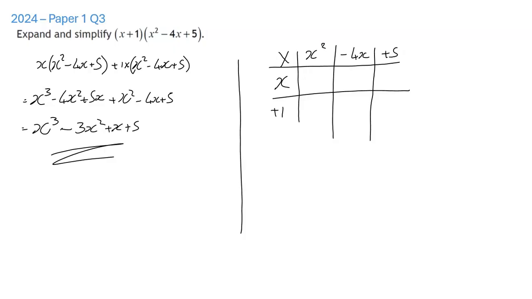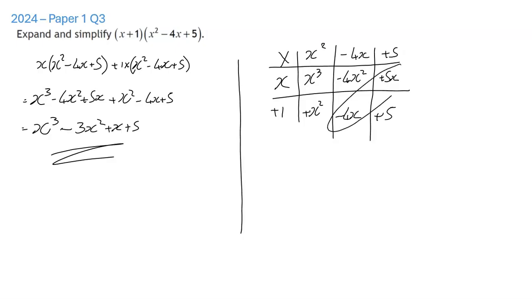Each element then, product of row and column. So I'd end up getting x cubed. I get a minus 4x squared plus 5x. I'd then have plus x squared minus 4x plus 5.